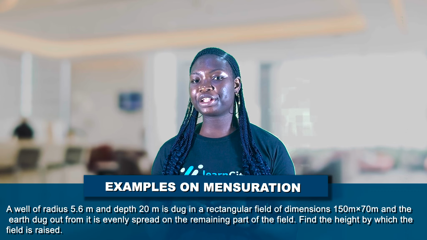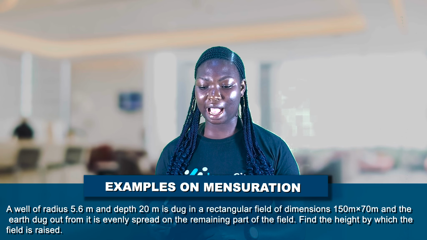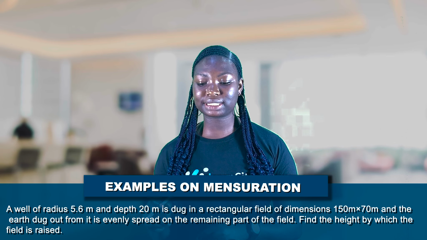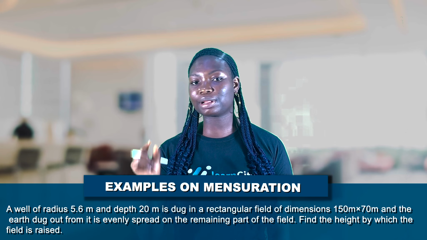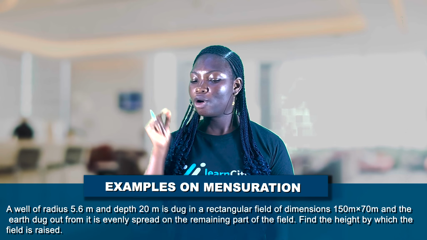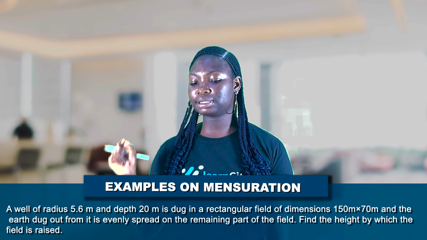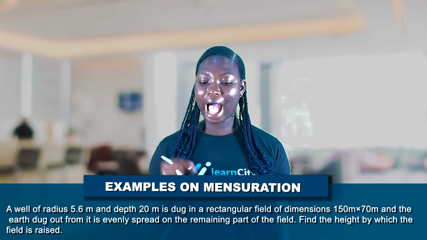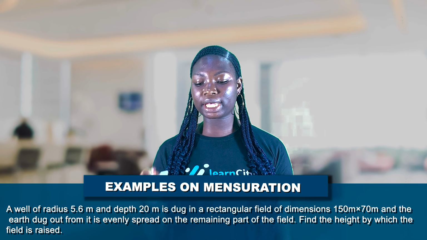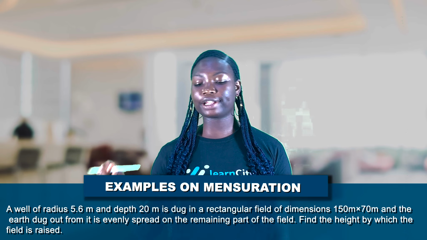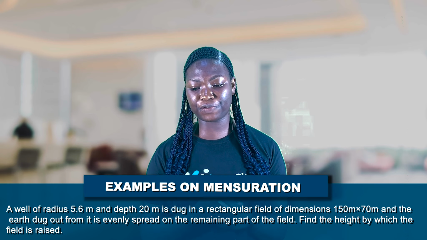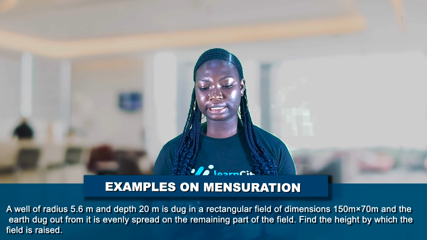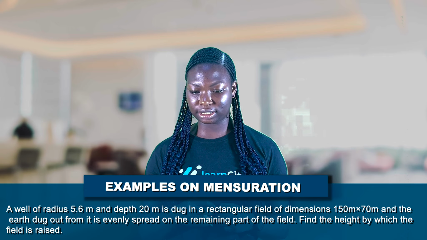Now, the first question says, a well of radius 5.6 meters and depth 20 meters is dug in a rectangular field of dimensions 150 meters times 70 meters, and the earth dug out from it is evenly spread on the remaining part of the field. Find the height by which the field is raised.